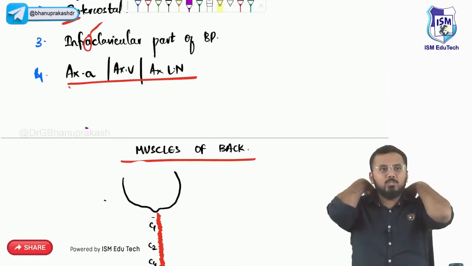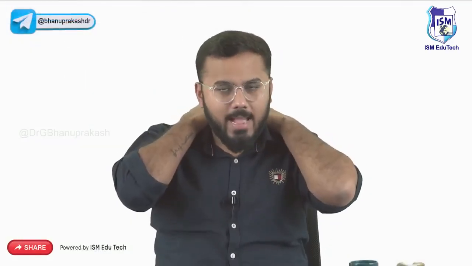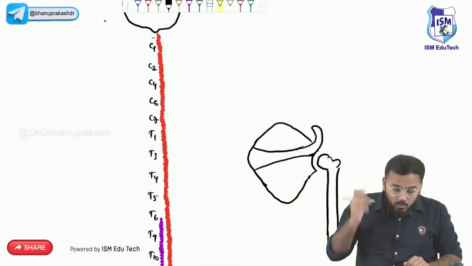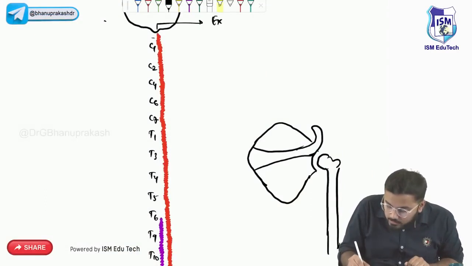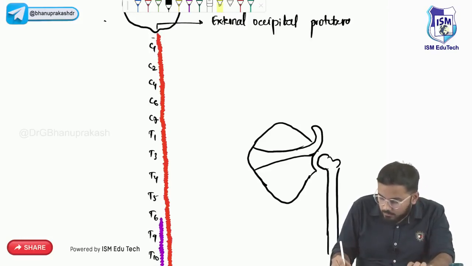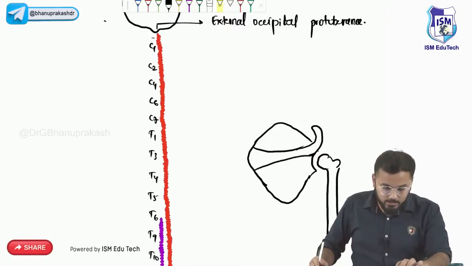Now coming to the muscles of the back region. What are the names of the muscles? I'll tell you later on. Okay, but let us discuss muscle by muscle. The first important thing, as you can look at this picture very clearly here. Now what is this picture? This part over here is called the external occipital protuberance.